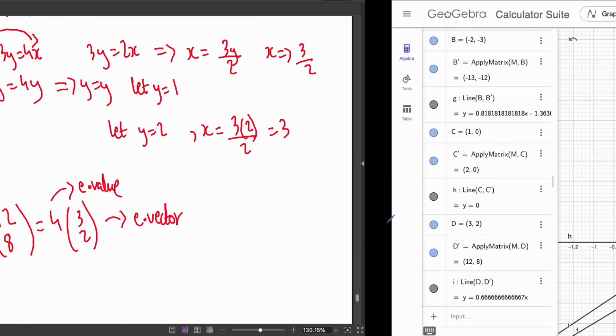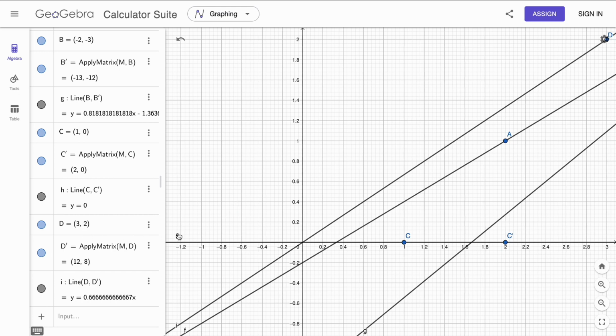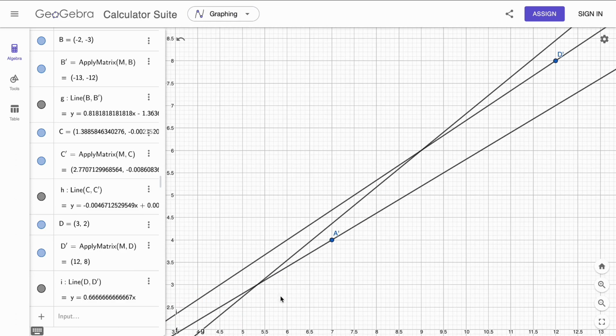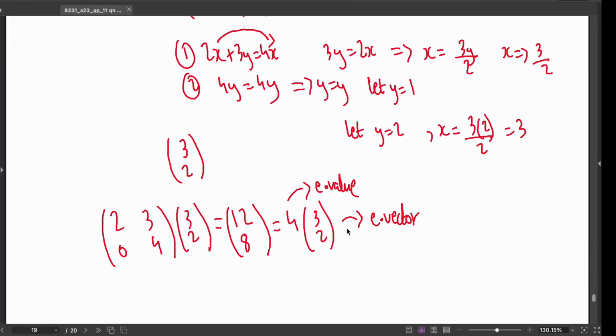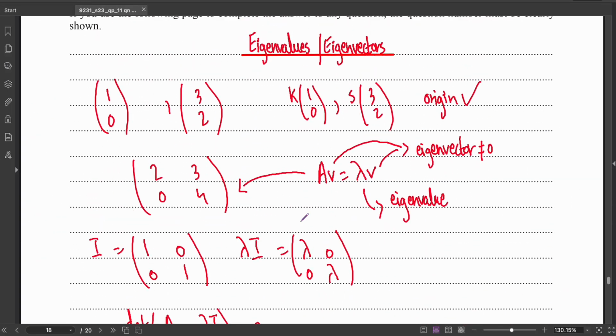And remember, 3, 2 was the other point. That's the point D, right? That works, where if you applied the matrix M to D, you ended up getting some point over there, and then once you drew the line between those points, it went to the origin. So you can see the visual representation of what eigenvalues and eigenvectors do.